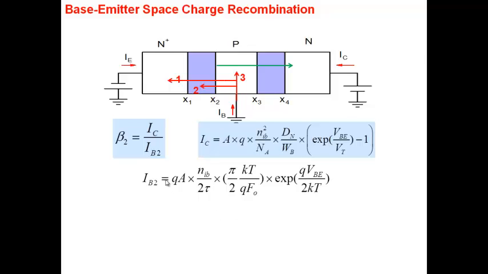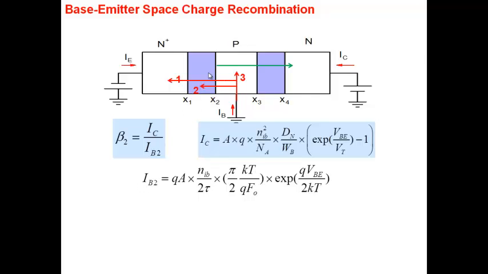Now for IB2, we use our expression from a diode. For a diode, we had calculated space charge recombination, and this is the expression that we had obtained. Ni by 2 tau refers to the net recombination rate inside the depletion region, times exponent QV by 2 kT, and this is the effective width over which recombination occurs. So that's the expression that we have derived.